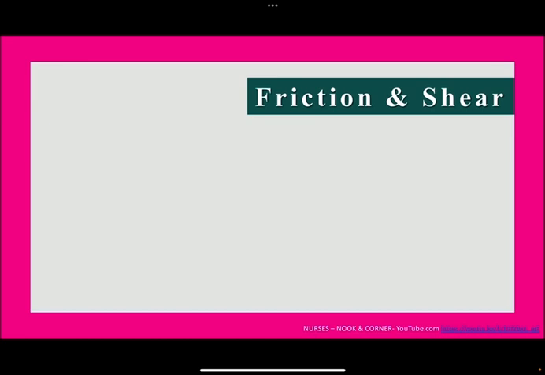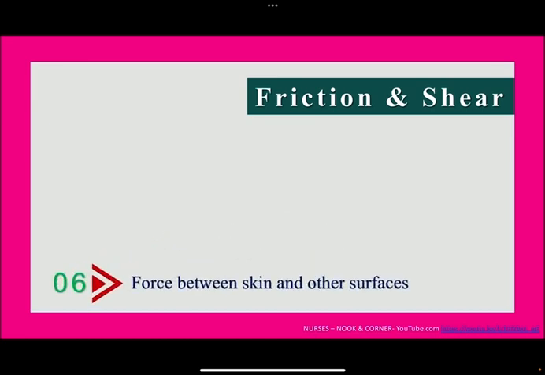For friction and shear, this is the 6th component, the force between the skin and another surface, like the air mattress, the bed sheet, the linens, the diaper or the gauze. But here it is mainly the draw sheet, for example. So mostly we grade the patient number 1 if there is a problem, actually moderate to maximum assistance in moving, so 2 nurses have to move the patient with the draw sheet, meaning the patient is graded number 1 because there is a problem.